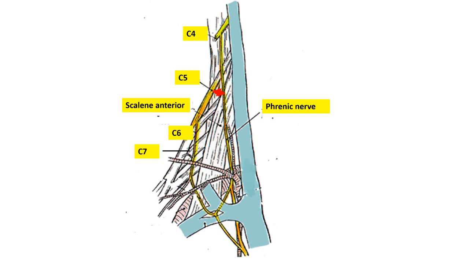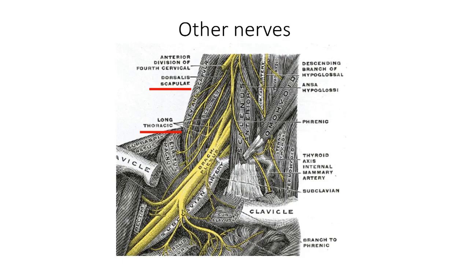As it descends down, it's further away from the roots of the brachial plexus. Other nerves which are relevant to us are the dorsal scapular nerve and the long thoracic nerve. The dorsal scapular nerve arises from cervical root 5, C5. It commonly pierces the middle scalene muscle. The long thoracic nerve arises from C5, C6 and C7, although the root from C7 may be absent. The roots from C5 and C6 pierce through the scalenus medius, while the C7 root passes in front of the muscle.